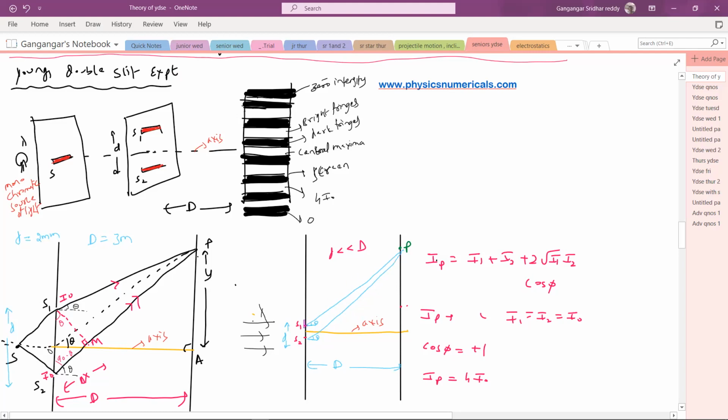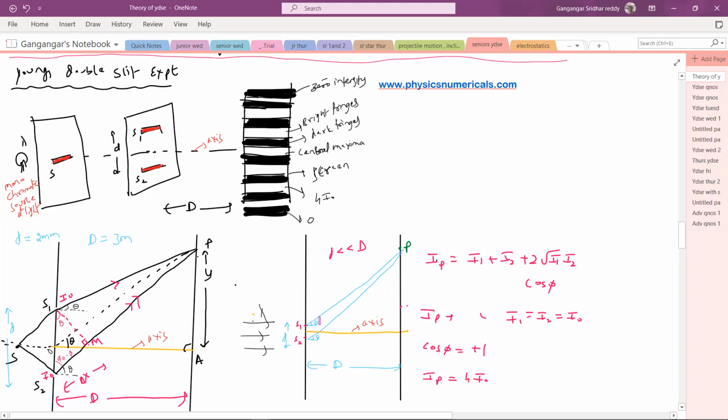So I'll once again put it like this: the line joining S1P will make an angle theta with the horizontal. Similarly, the line joining S2P will make an angle theta with the horizontal. So like this, we define the parameter theta.